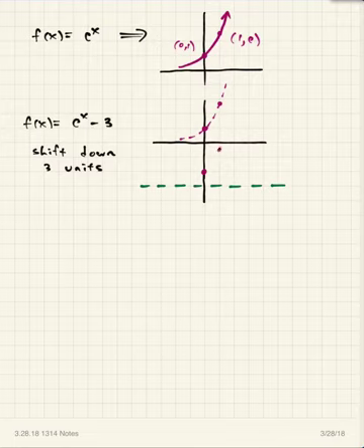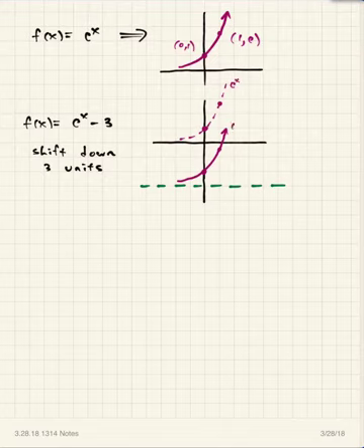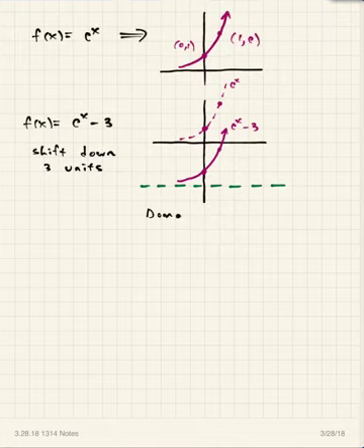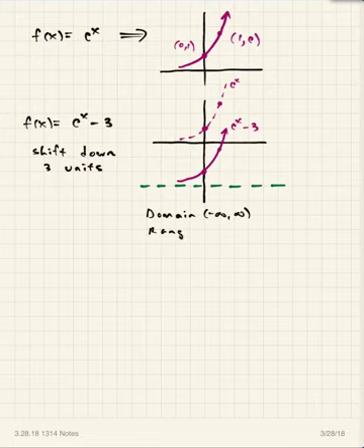sitting above that asymptote. All we're doing is taking every point and literally counting down 3 units. So here's e to the x, and here's e to the x minus 3. It's a shift down 3 units. Notice that the domain for that function is still all reals. That hasn't changed at all. But the range has changed. The range is now going to be from negative 3 to infinity, because the horizontal asymptote is shifted down 3 units.